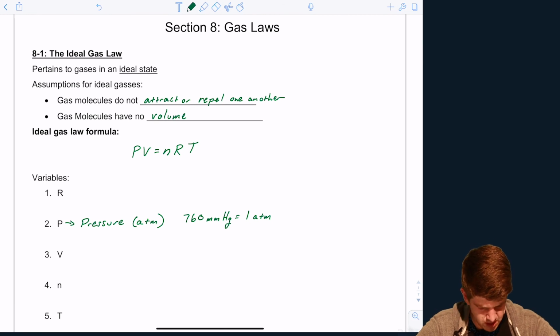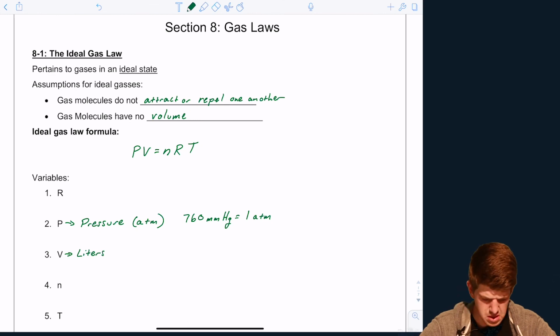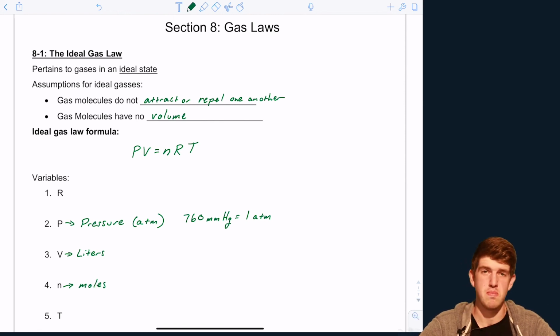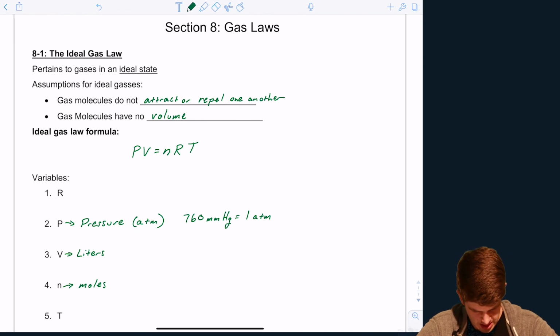So the next one is volume. This should always be in liters. Most likely, you won't have to worry about any kind of conversions there besides milliliters. N is moles. Be careful because moles can be further broken down into grams over molar mass. And I'll use a lowercase m for mass. Molar mass will just be a capital M when we do calculations.